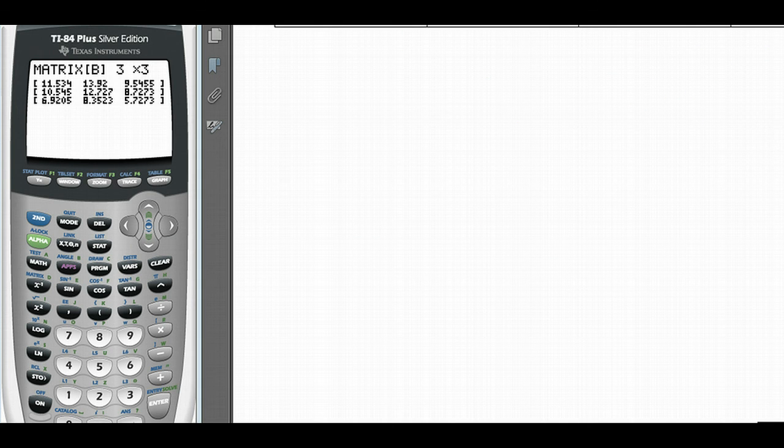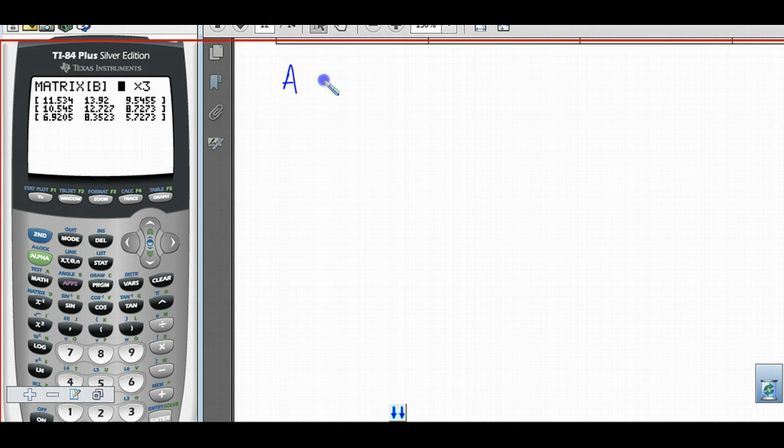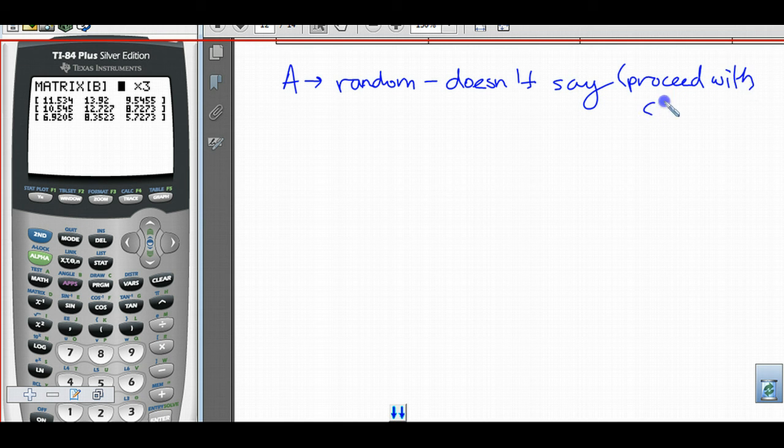So A, our assumptions. Random, doesn't say. So proceed with caution. Or more likely we would check with the person that we're running the test for and make sure that it was all on the up and up.